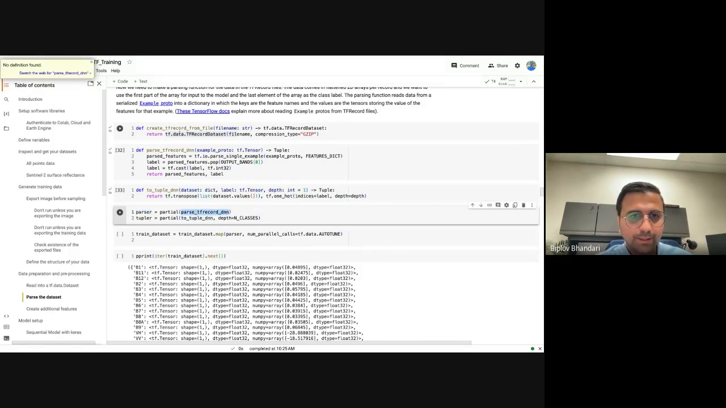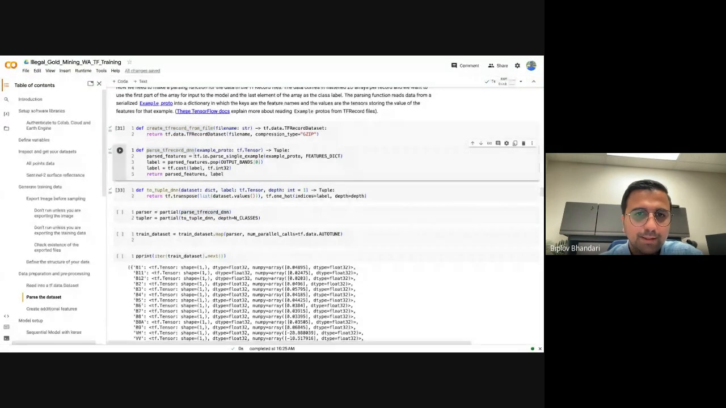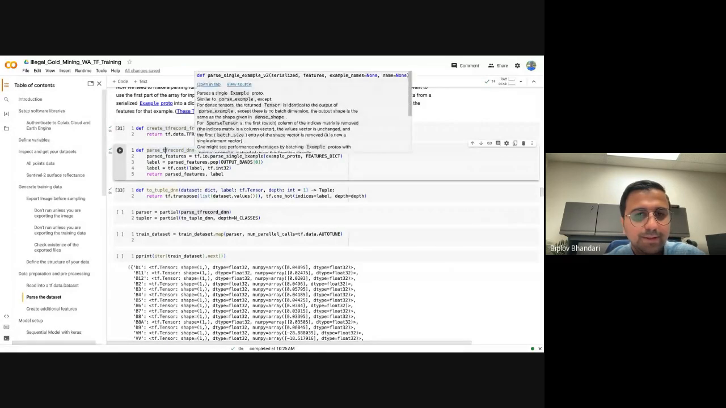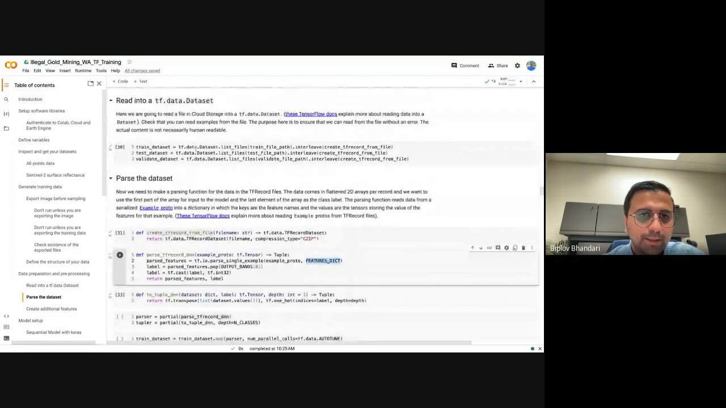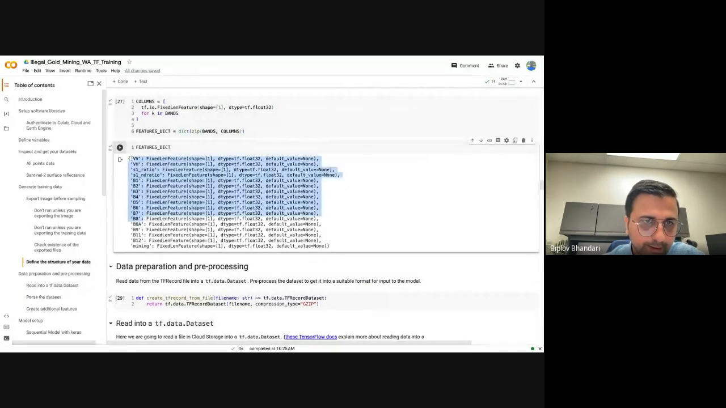So once we've created the data, we need to parse it. You parse it by using parse single example, because each of those tensors has a single example in it, and you're parsing it and providing the dictionary. It will match these keys with the data itself, and it will parse it in a way that's understandable. So it will treat everything as a float32 with a shape of 1.